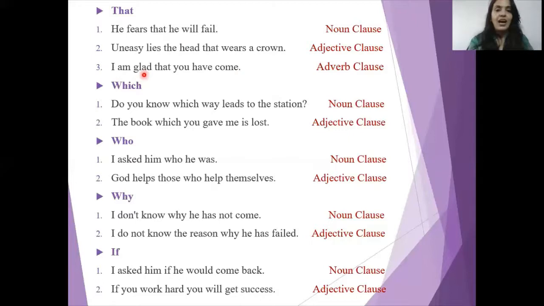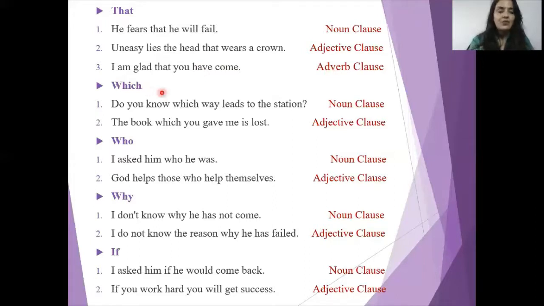I'm glad that you have come. I'm glad, with I as the subject, is the principal clause. That you have come is the dependent or subordinate clause. And here it is telling the reason. Why are you glad? The reason is you have come. So it is an adverb of reason. So this is an adverb clause.